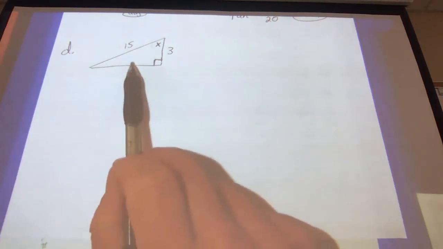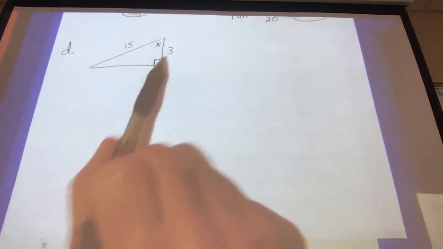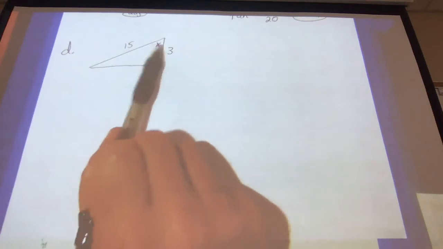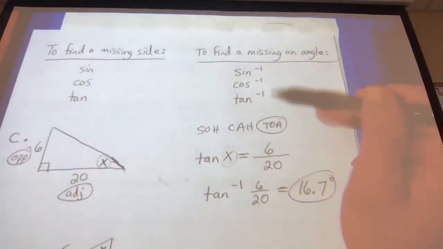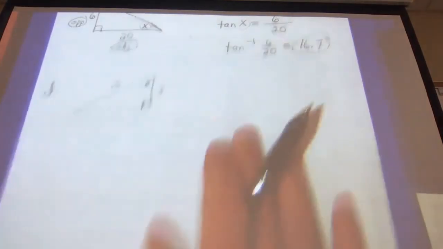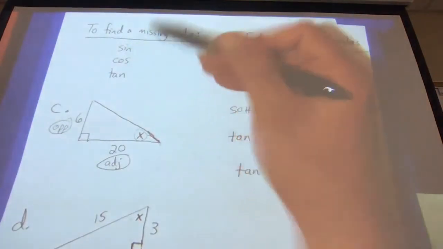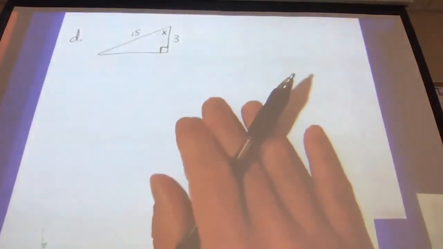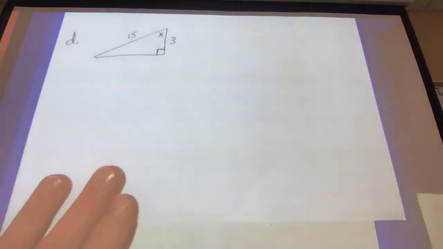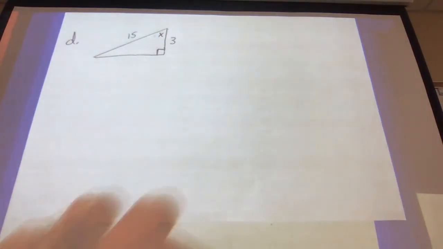When you get to your test or quiz next week, the minute you see that x is an angle, you know you're going to use the inverse sine, cosine, or tangent to get your answer. If that x happens to be a side, that would tell you you're going to use the regular sine, cosine, or tangent. So you want to start thinking that way. As soon as I see this picture, I see x as an angle. That tells me I need to use inverse to get my answer.